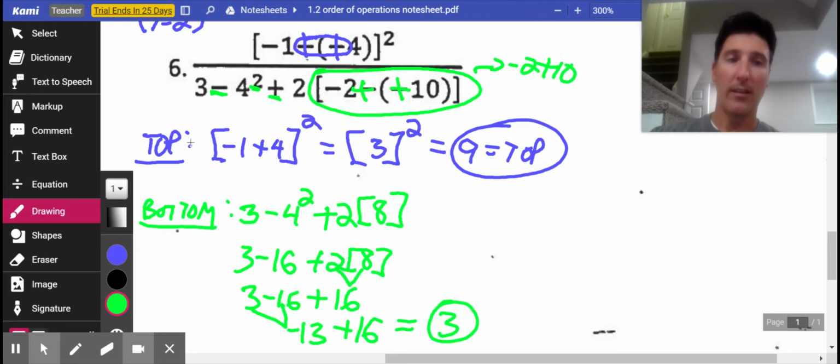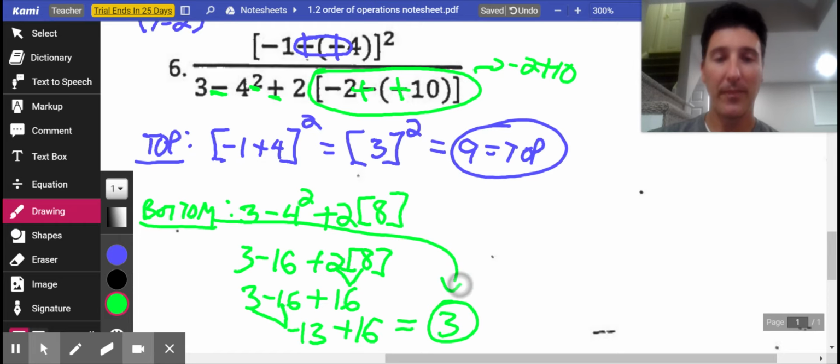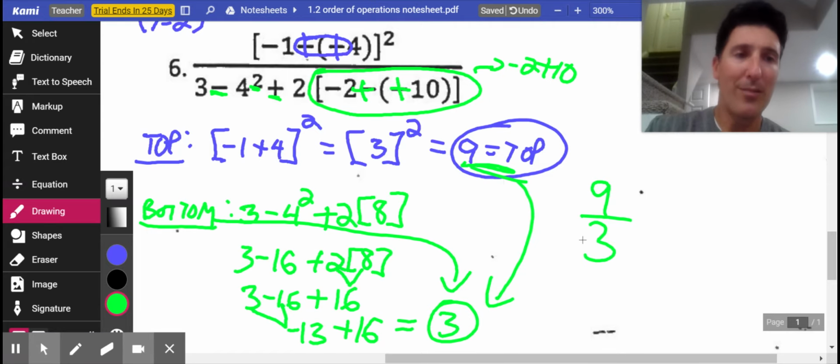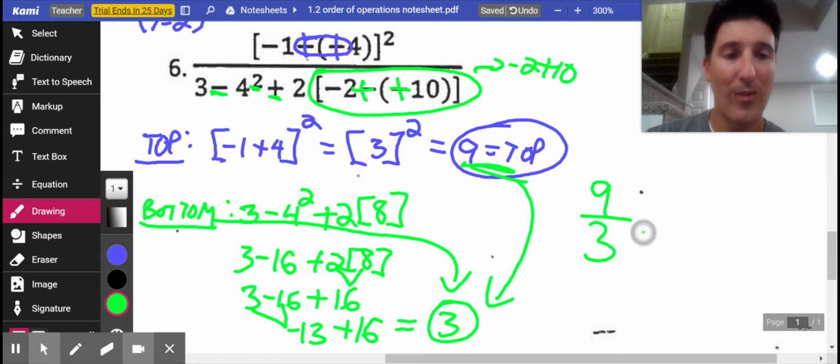Again, you might think it's a lot, but this is just the bottom. So I'm going to take this top 9, divided by this bottom of 3. Well, that should be real easy, right? I don't want to leave it like that. Remember, the fraction marks division. What's 9 divided by 3? It's 3. So that is the answer right there.